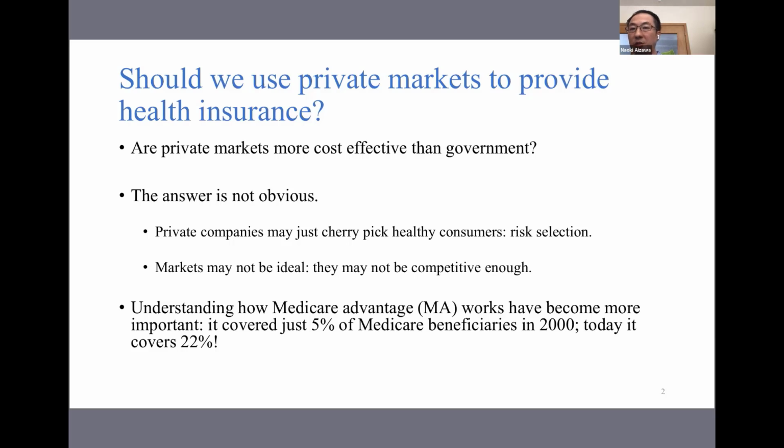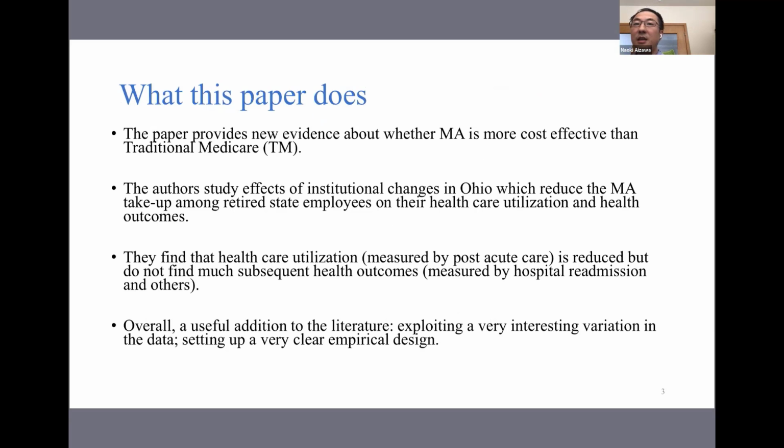Studying these issues in the context of Medicare Advantage is really important because Medicare Advantage was small in 2000, covering just 5%, but it covers 22% of Medicare beneficiaries today. So this paper provides new evidence about whether Medicare Advantage is more cost-effective than traditional Medicare. The authors study these issues by exploiting a very interesting institutional change in Ohio, which reduced the MA take-up rate among retired state employees, and then look at the impact on healthcare utilization and health outcomes.